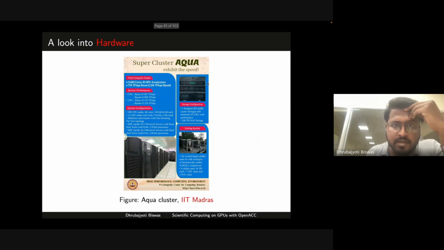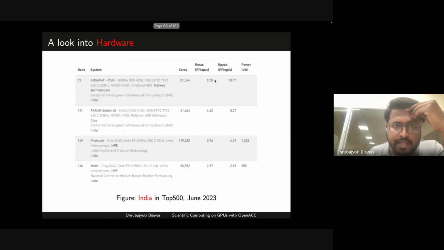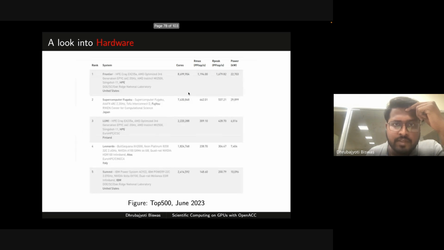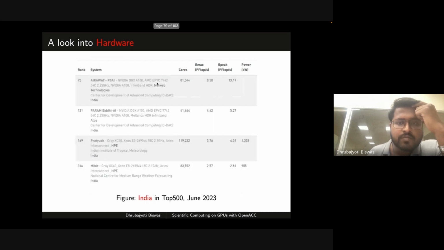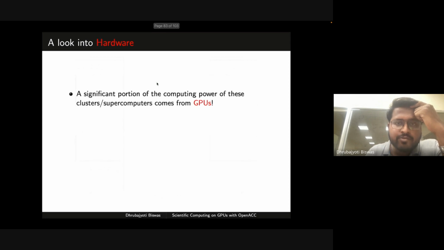So if you see in this picture, they have mentioned 30 GPUs. For example, this Param Siddhi, if you look into it, this is made up of NVIDIA DGX A100. A100 is a GPU from NVIDIA. Again, I think all of these rank 1 to 5 systems, if you look at it, Frontier has AMD Instinct GPUs. So currently, a significant portion of computing power of these clusters and supercomputers come from GPUs. You cannot simply do it using CPUs.